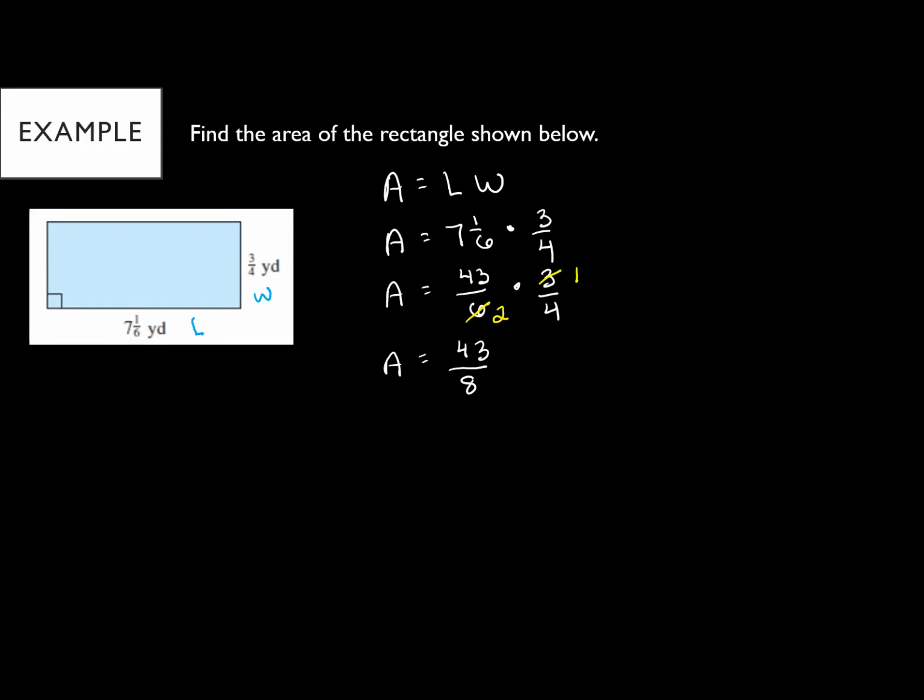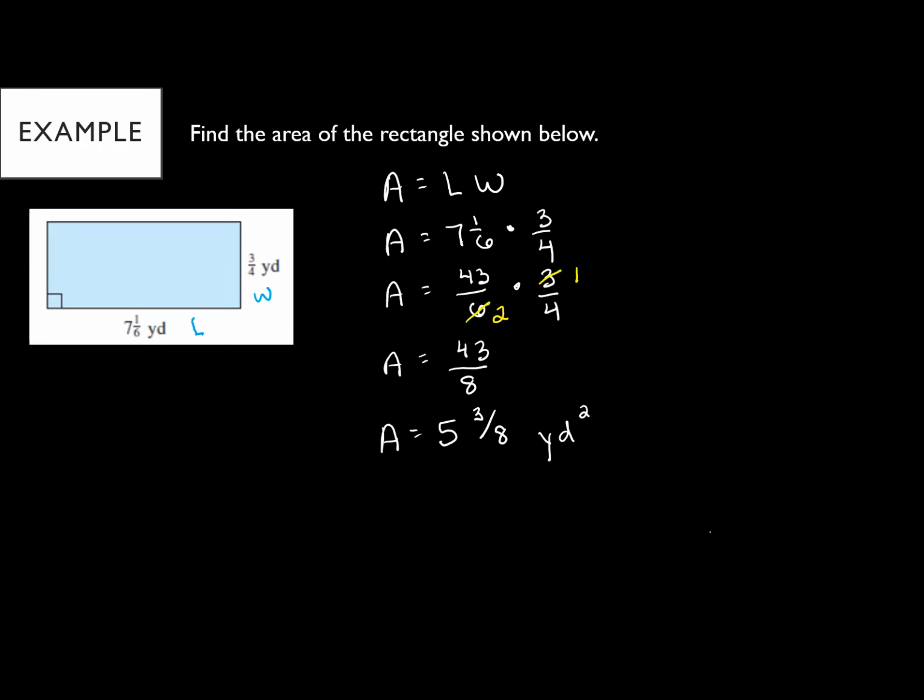To do that, you divide, and then you figure out how much left over you have. So you say, how many times does 8 go into 43? You're basically doing long division and then figuring out your remainder. 8 times 5 gives us 40, and then we would have 3 left over. So this would be a whole number of 5 and then 3/8 left over. So it's 5 and 3/8, and our units here are square yards.